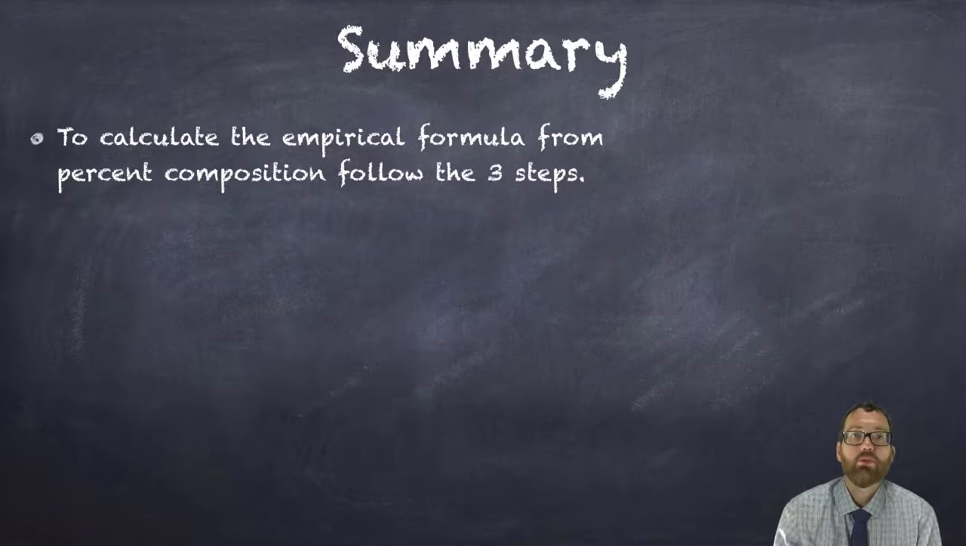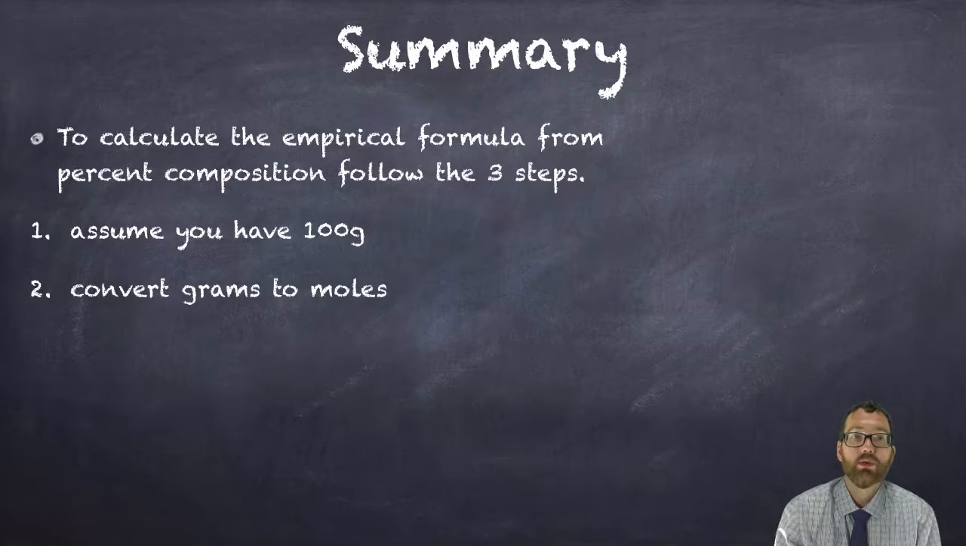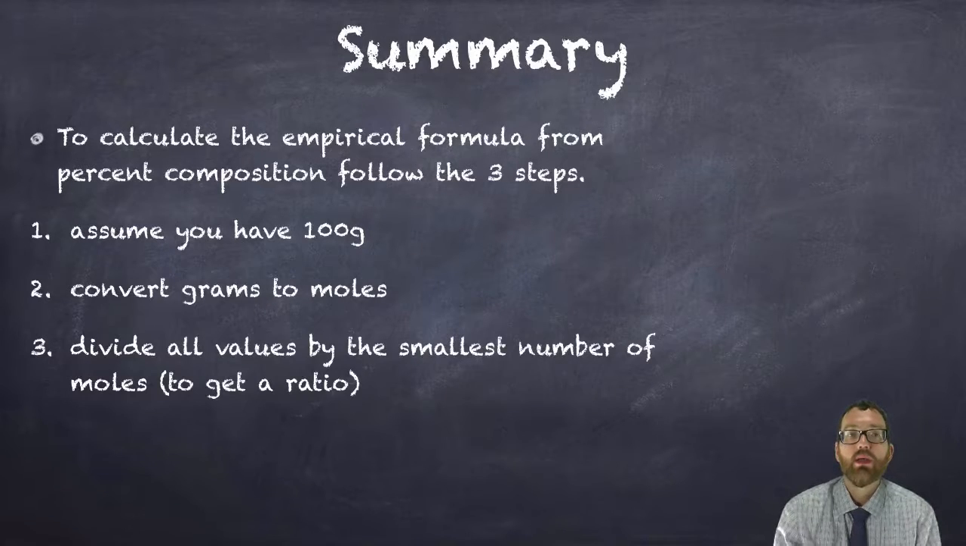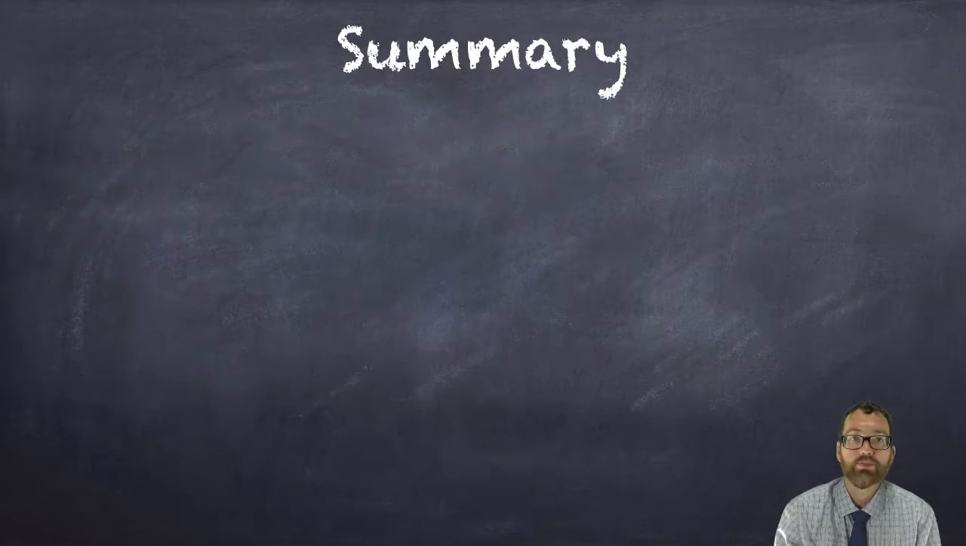So let's wrap things up here. So to calculate the empirical formula from the percent composition, follow the 3 steps. Step 1 is assume you have 100 grams. When you do that, those percents that they give you in the problem become grams. Step 2, convert from grams to moles, and you do that just by dividing by the molar mass off the periodic table. Then we divide all the values by the smallest number of moles, and that will get you a ratio, and that ratio will give you the empirical formula. Remember, an empirical formula is a whole number ratio, and if you get a ratio that ends in 0.5, multiply every number in your ratio by 2 to get the correct ratio.